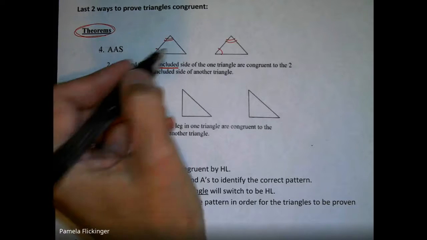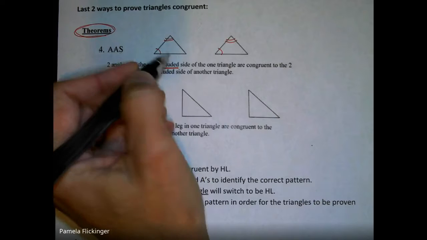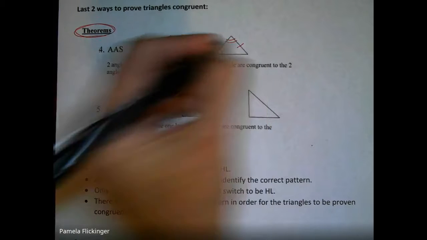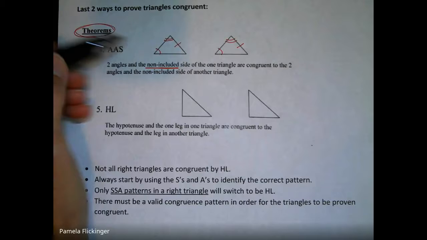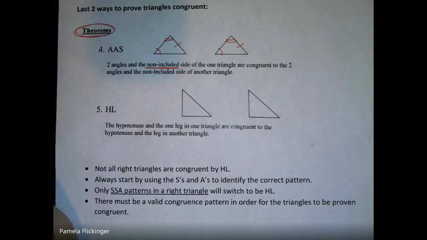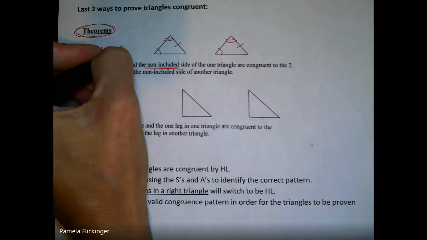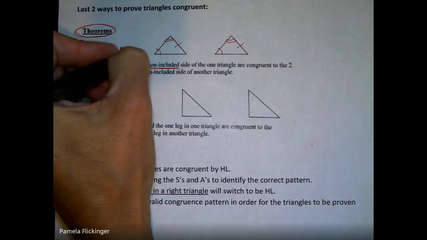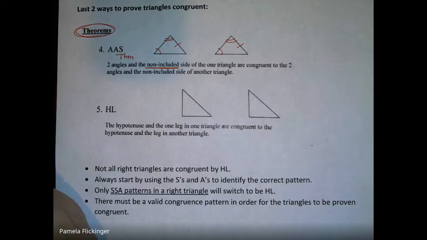So it has to be one of these 2 out here. It doesn't matter which one. It just cannot be the one that's included. That would give us a different pattern. So there's your angle, angle, side. And of course, this would be theorem. So you would put the little THM after you write the name.